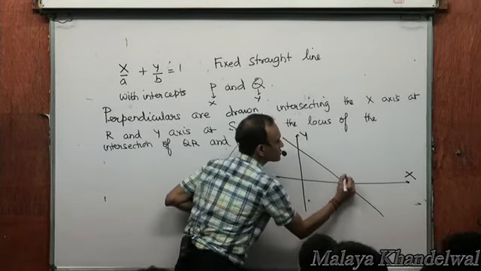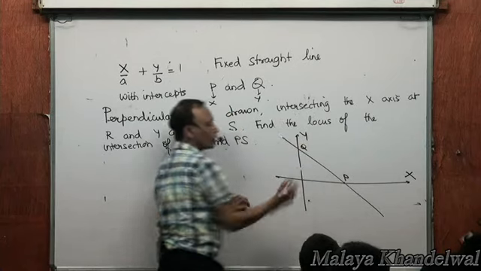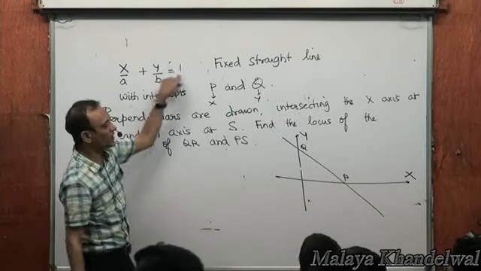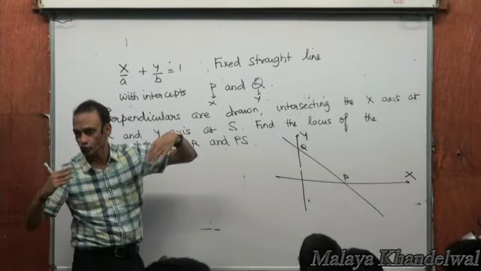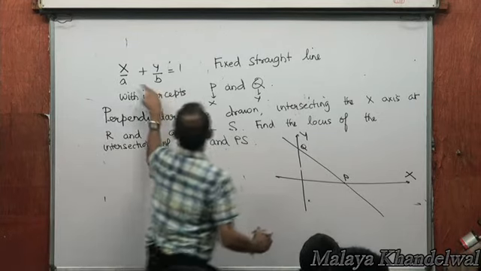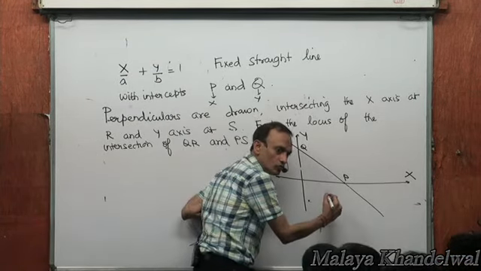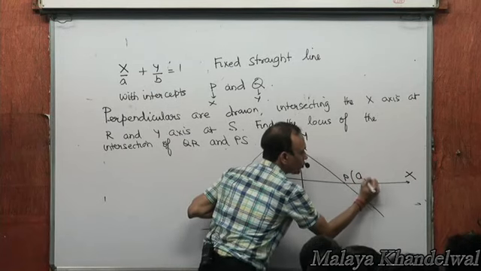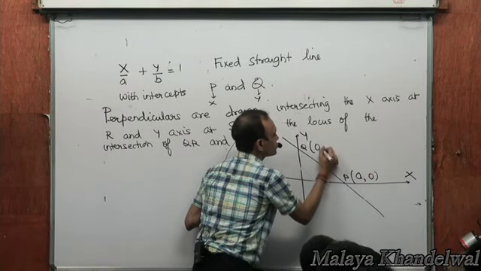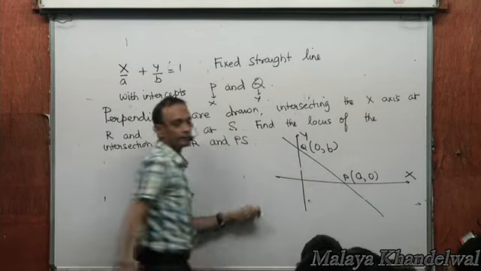This is P and this is Q. Alright. x/a + y/b = 1. P and Q are fixed points, obviously. They belong to a fixed line. This is the line. And therefore, what are the coordinates of P? (a, 0). Coordinates of Q? (0, b). Alright.